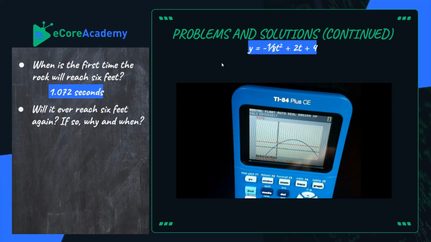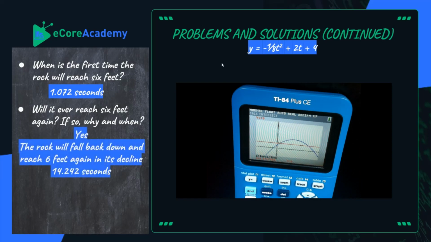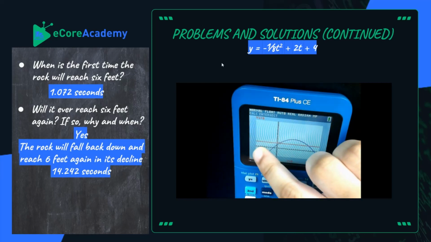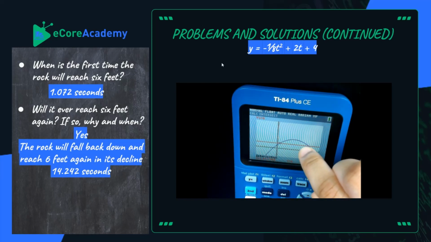Will it ever reach 6 feet again? If so, why and when? So first, let's answer the question, let me just hit the next arrow so you see the answer. Will it ever reach 6 feet again? Well, we already answered that question. If you look at this parabola right here, over here, the parabola hits that y equals 6 horizontal line again, which indicates that there is a second time that the rock hits 6 feet, and that is after it starts descending back towards the ground. So the answer is yes.